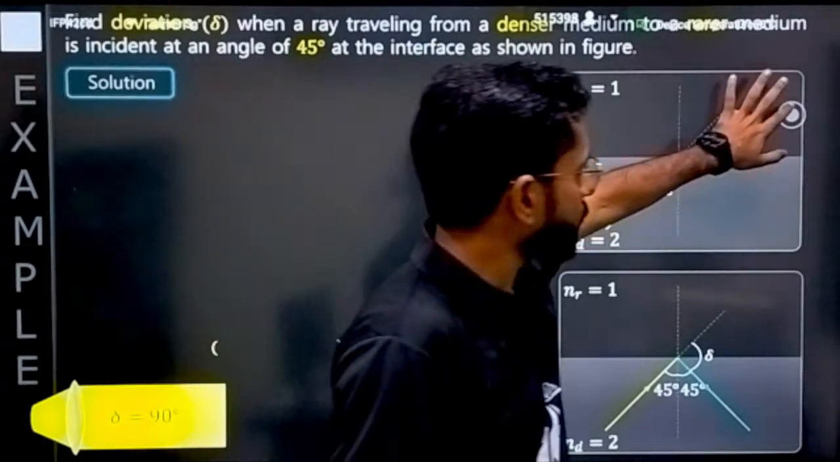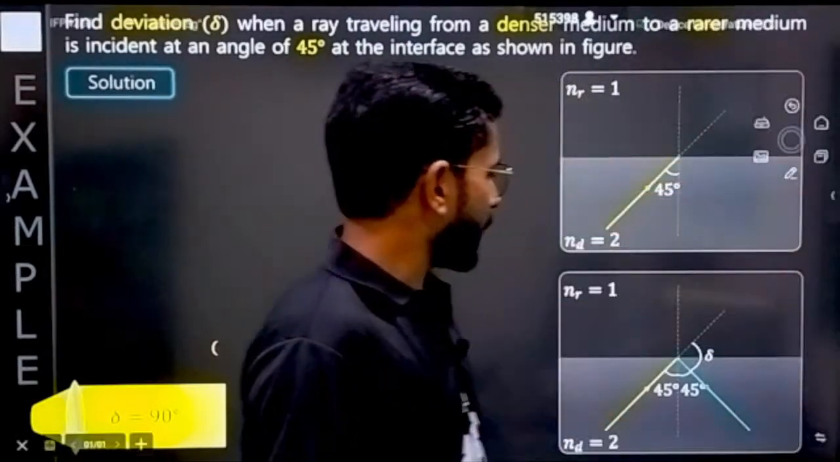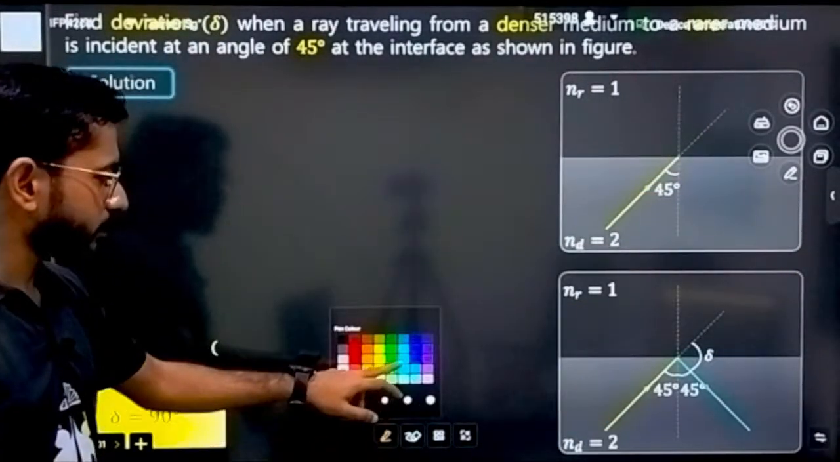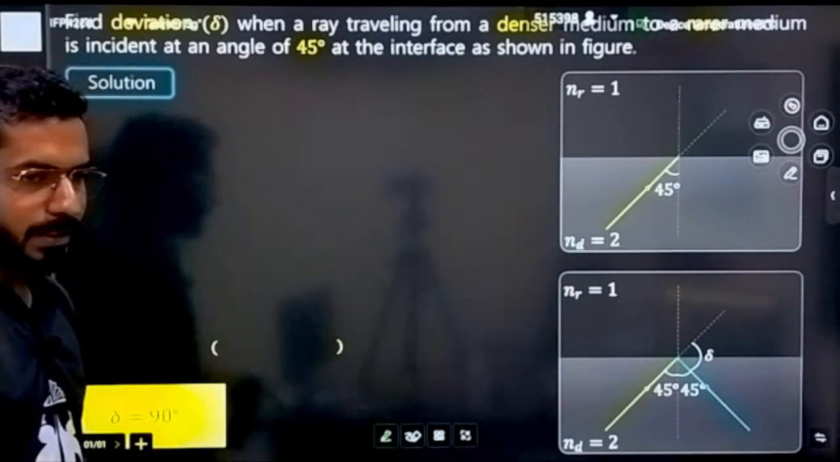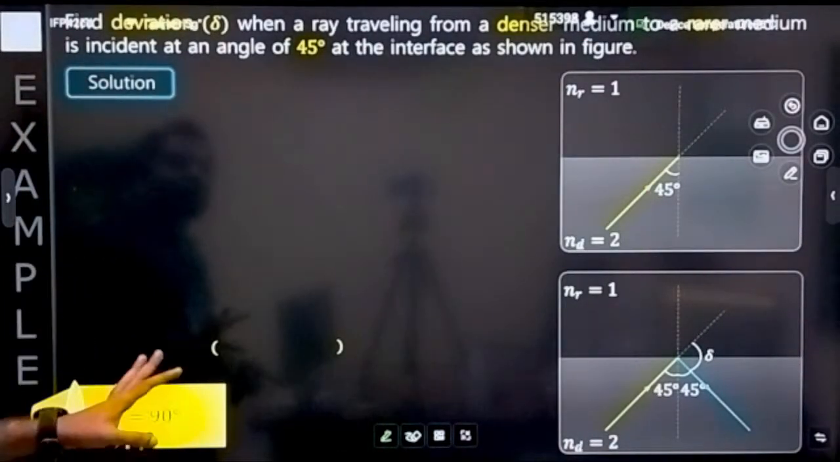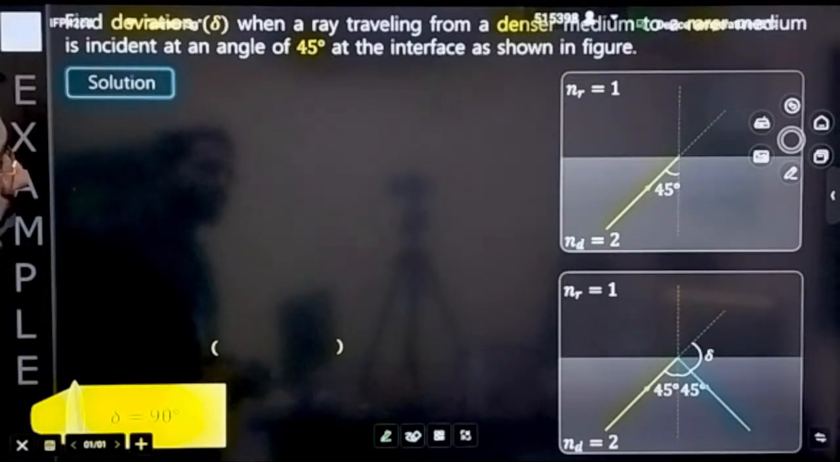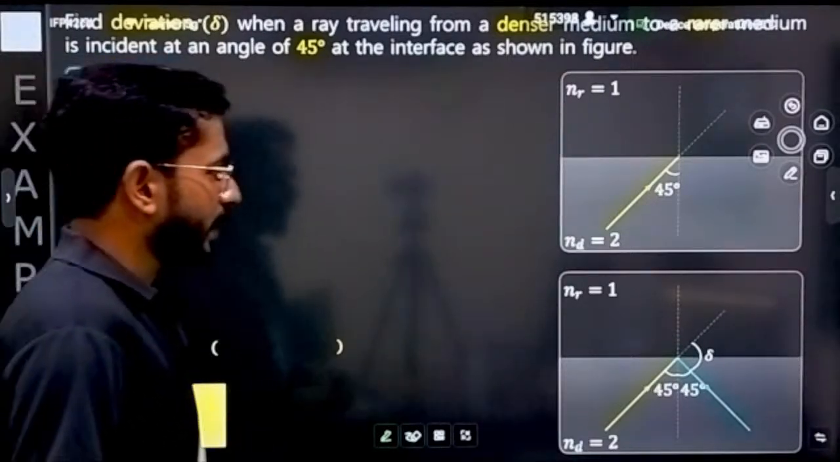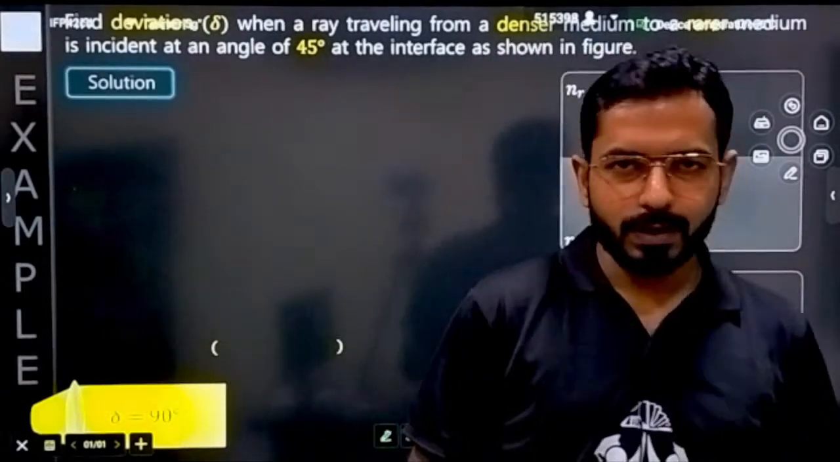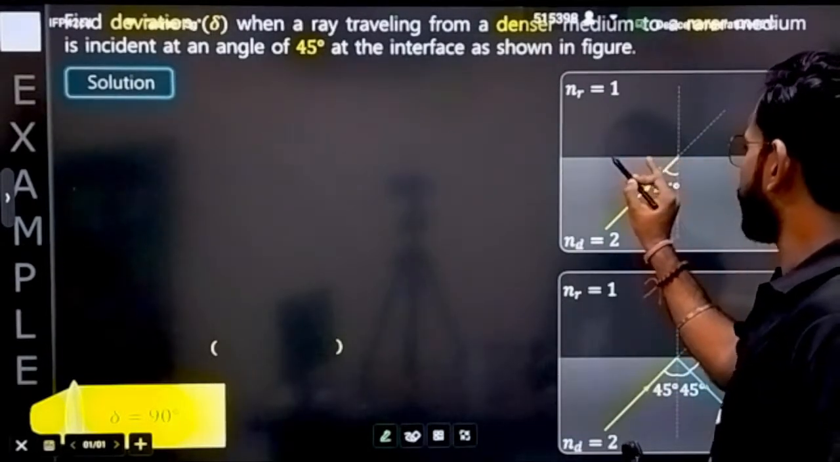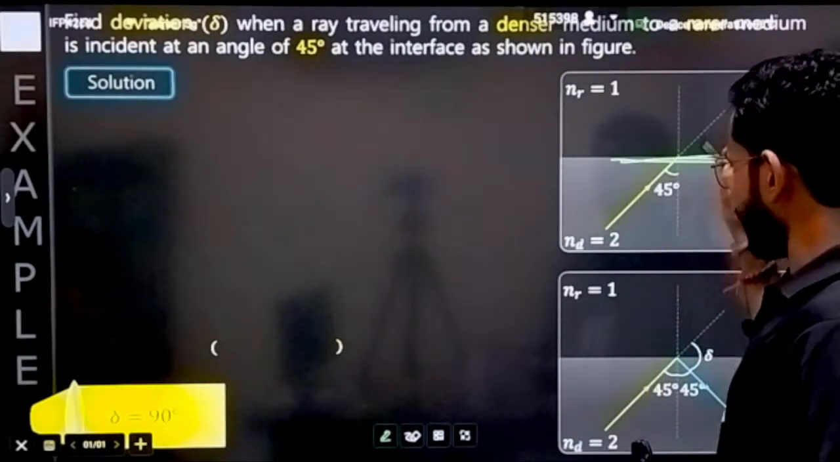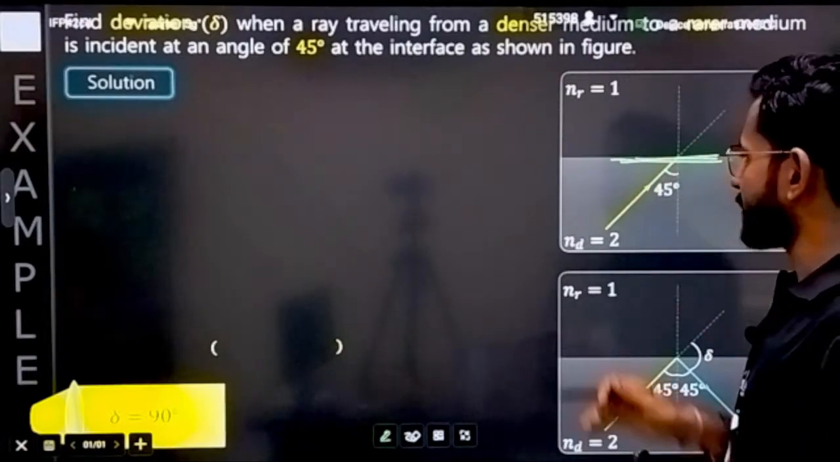Here we will see some numericals. Try to apply the formula here so that you can get the answer. See what the question is saying. Find the deviation when a ray traveling from denser medium to rarer medium is incident at an angle of 45 degrees at the interface as shown. Anyway, we are studying total internal reflection, so obviously it is going to perform some kind of TIR. But still, let's see. This is the surface that you have.